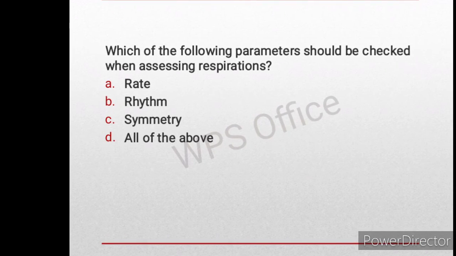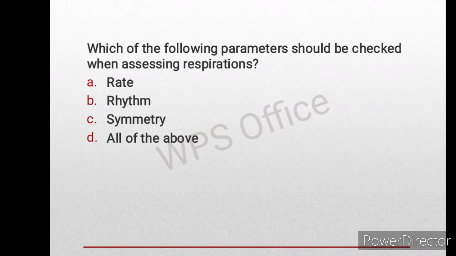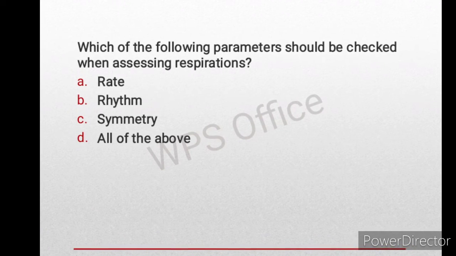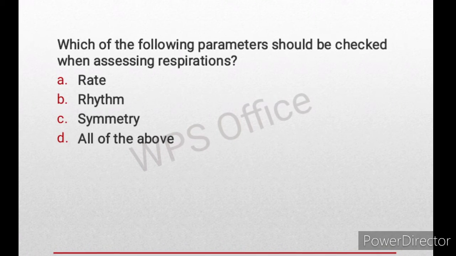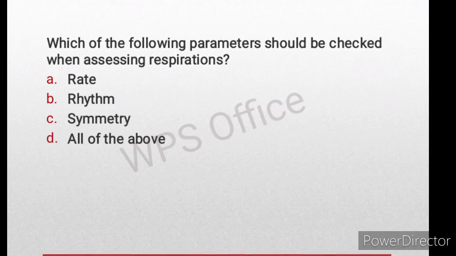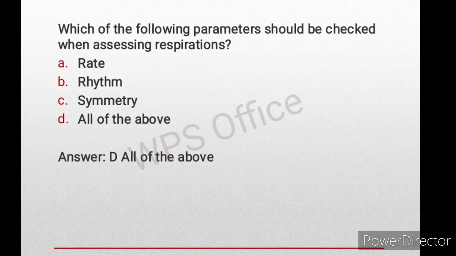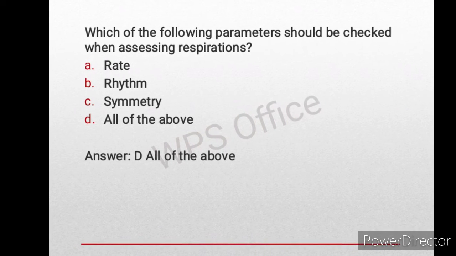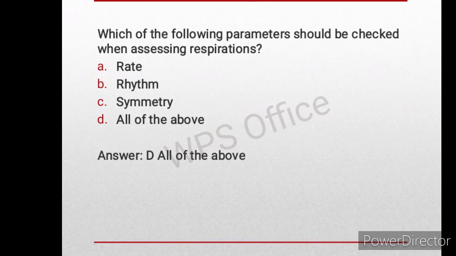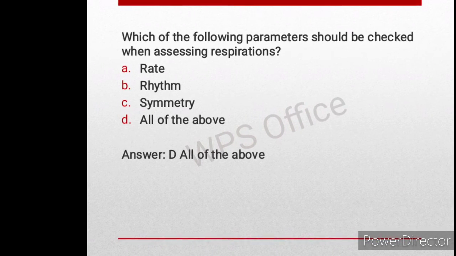Next question is, which of the following parameters should be checked when assessing the respiration? First option is rate, second rhythm, third symmetry, D, all of the above. So here the correct answer will be D, that is all of the above, because while assessing the respiration, we should check all the parameters like rate, rhythm, symmetry.